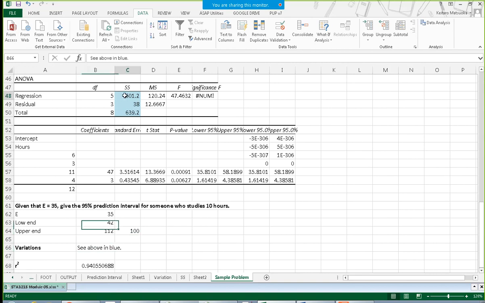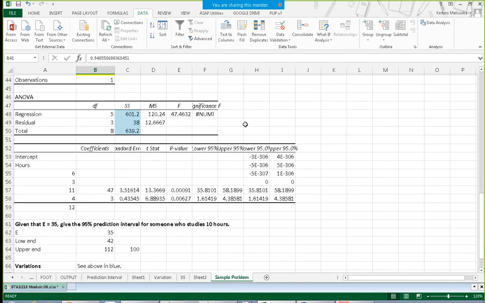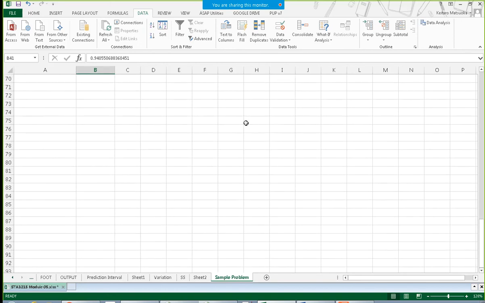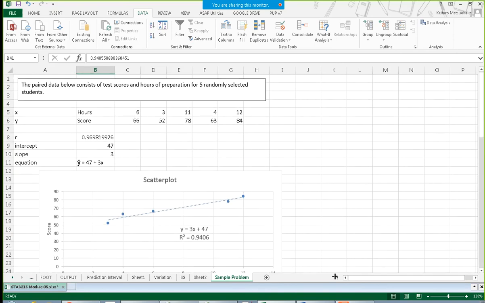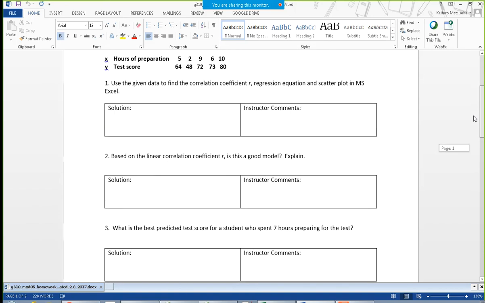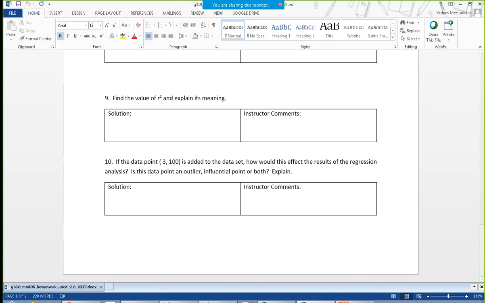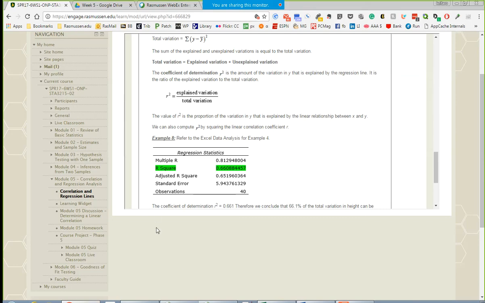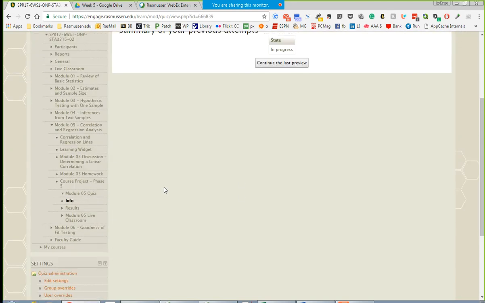We already covered the variation. And R square is here. Okay. And that's all there is to it for this kind of problem. Okay, so now you are able to do the assignment and the quiz, which I recommend you do after you practice with my spreadsheet. Okay.